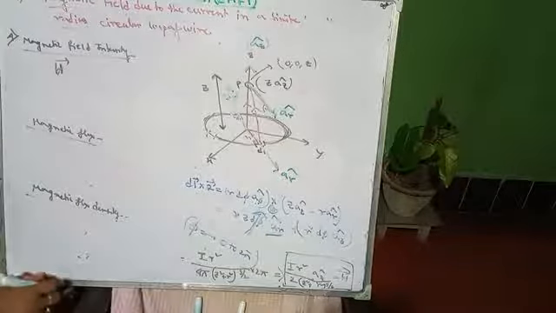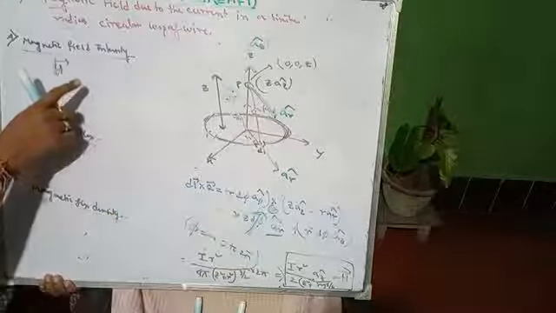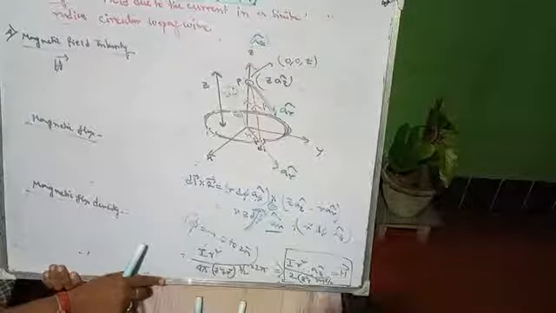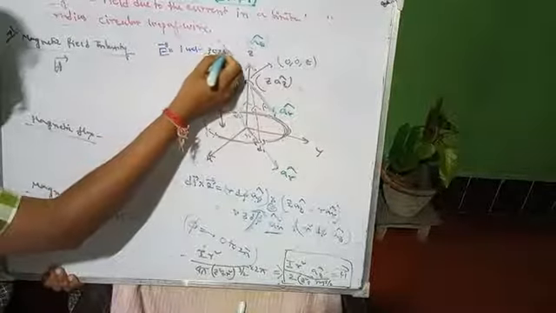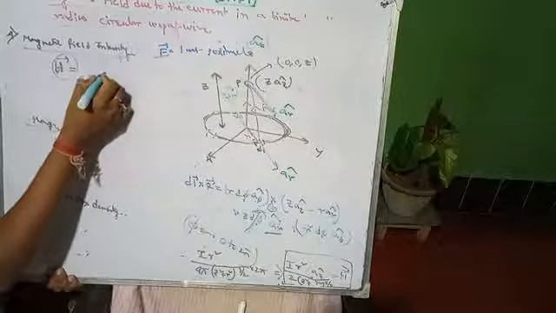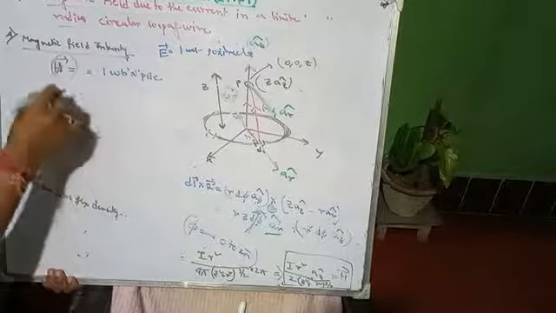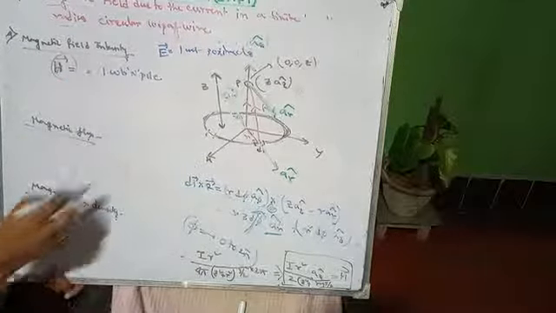At any point it is defined as the force experienced by a north pole of 1 Weber placed at that point. That is the intensity. In electric intensity, it was 1 unit positive charge. Here, to determine H, you have to put a 1 Weber north pole at the particular point within the field where the intensity is to be measured.